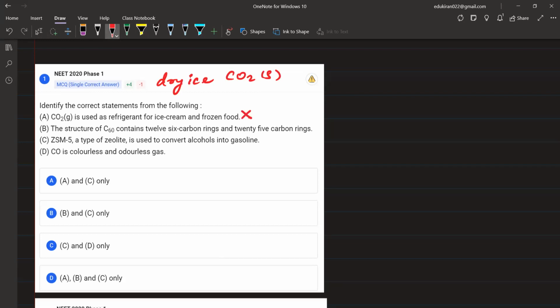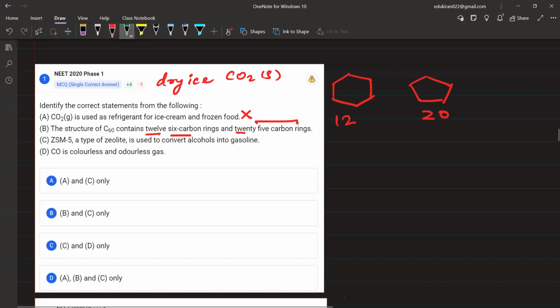Then the next statement is the structure of C60 contains 12 six-carbon rings and 20 five-carbon rings. What does it mean? It means that we have 6 carbon rings like this, and they are saying that this is 12 in number and 5 carbon rings are 20 in number. You have to remember that these statements are not right. They flipped it. The 6-carbon hexagons are 20 in number, and the 5 carbon rings are 12 in number. These 2 statements are wrong, and the rest 2 statements are right.